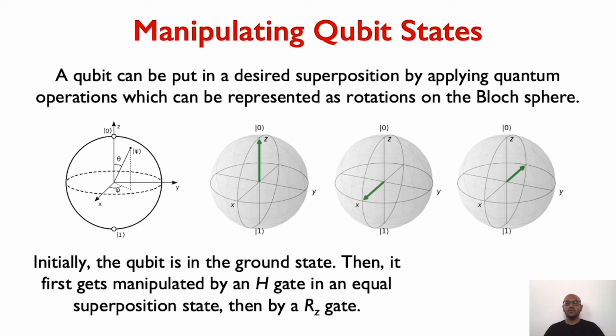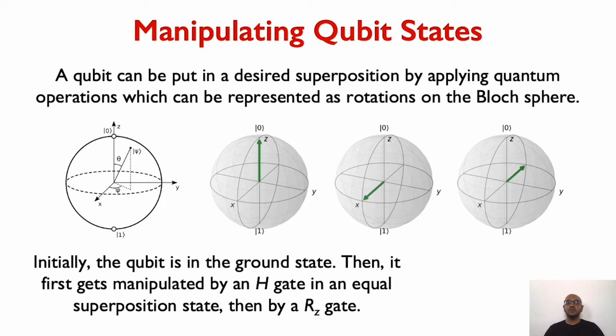Then we apply what is known as the H gate or the Hadamard gate. The Hadamard gate puts the qubit in an equal superposition of the 0 and the 1 states. After applying this gate, the vector is pointing towards the positive x-axis, which means that it's halfway between 0 and 1, and when it's measured, there's equal probability of measuring both 0 and 1 states. And the fact that it's pointing towards the positive x-axis means that it has a positive phase. Then we apply an RZ gate, which is the rotation gate about the z-axis, and we'll apply a rotation of 90 degrees. And we see that that makes the vector point towards the negative x-axis.